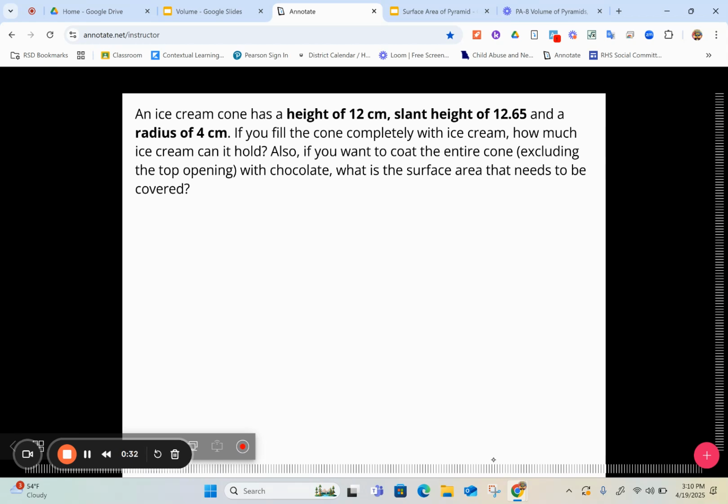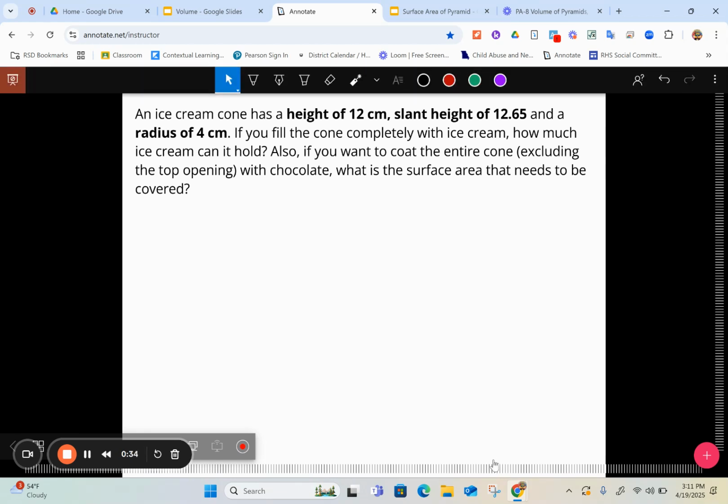So this will come up a little later on, but it's good for us to talk about right now. First of all, we need to know we're talking about a cone. If you wanted to fill that cone all the way up, completely up, that's a volume problem.